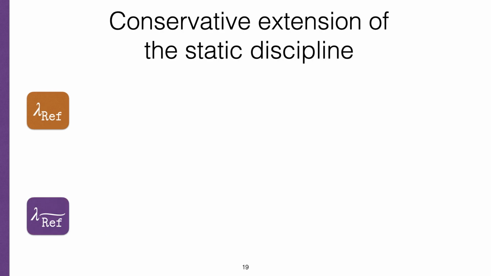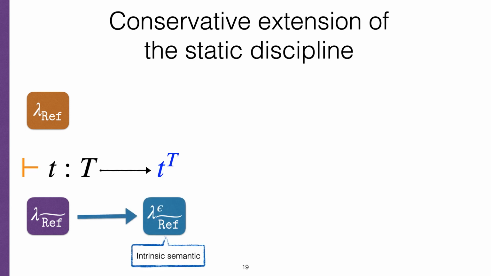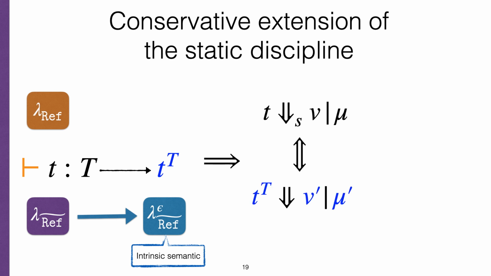Regarding the conservative extension of the static discipline, we prove for the first time, for a language derived with AGT, that the dynamic semantics of a gradual language and its static counterpart are equivalent for static terms. So starting from a well-typed term for lambda ref and its elaboration to an intrinsic term, if one term terminates, the other does as well, and the resulting values and stores are related using a logical relation.